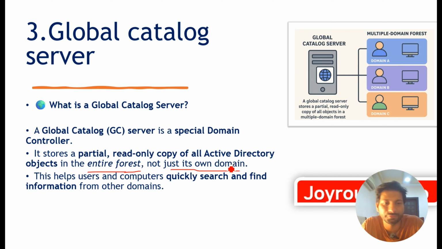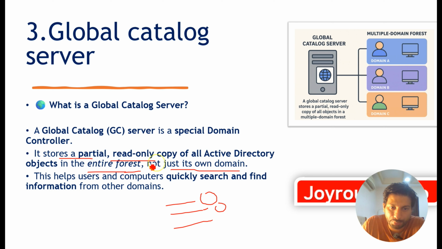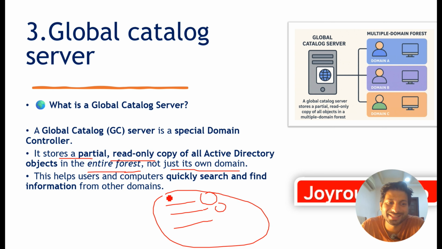What is the difference between domain and forest? We have discussed that in the previous session. If you have not watched it, you can watch that first and understand the difference between the forest and the domain. The next point is that this helps users and computers quickly search and find information from other domains. Consider we have two or three domains, and each domain has users, computers, groups and all the data, and it is different in each domain. Since the global catalog server stores a partial, read-only copy of all Active Directory objects in the entire forest, you can quickly search and find information from other domains.